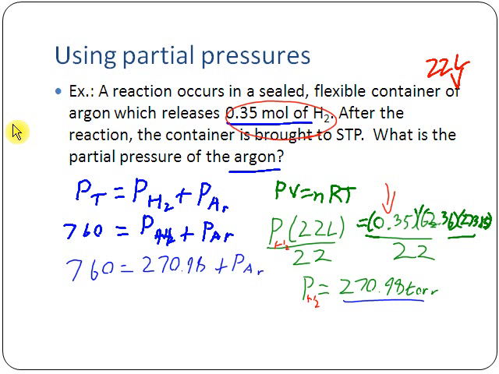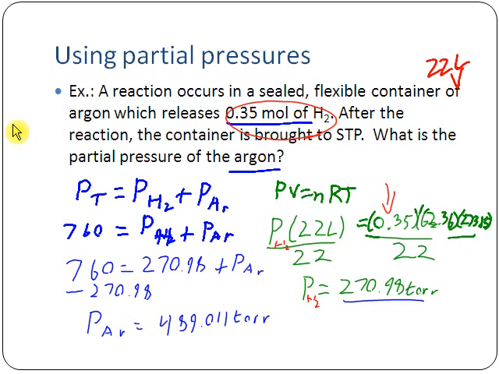To solve this, we're just going to subtract off our 270.98 from both sides. And so the partial pressure of the argon, in this case, would be 760 minus 270.989. And so we get 489.011 torr as the partial pressure of the argon.